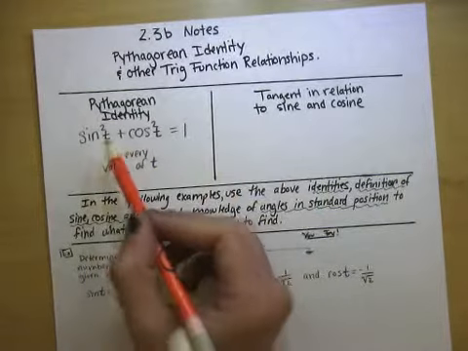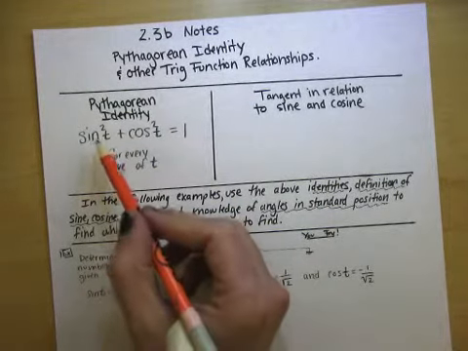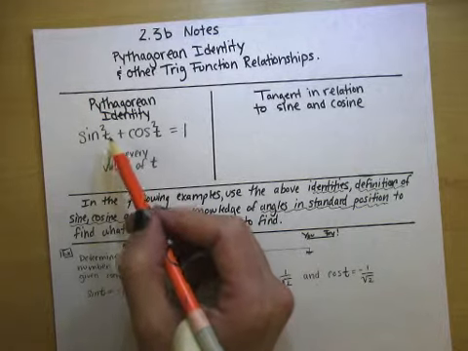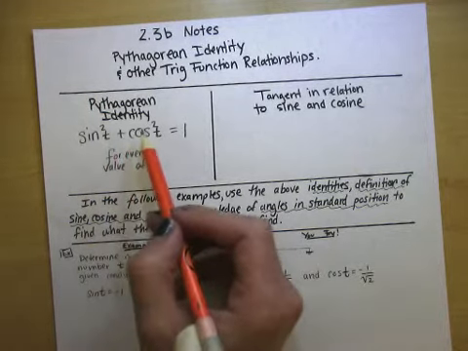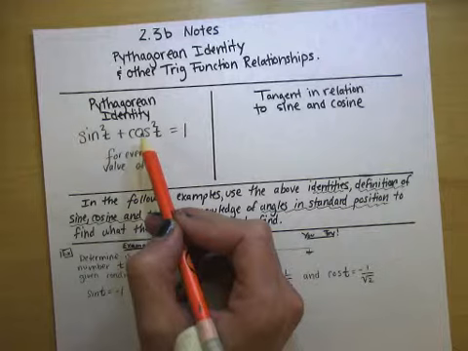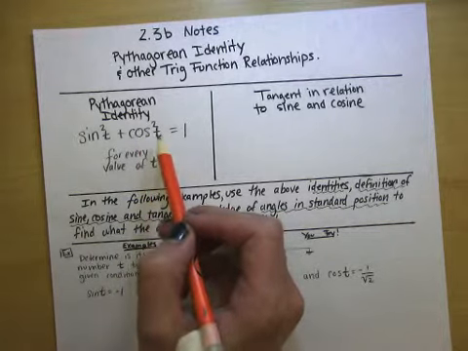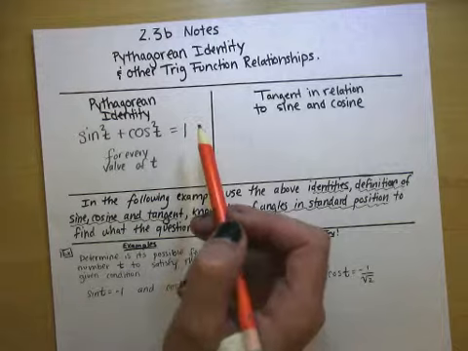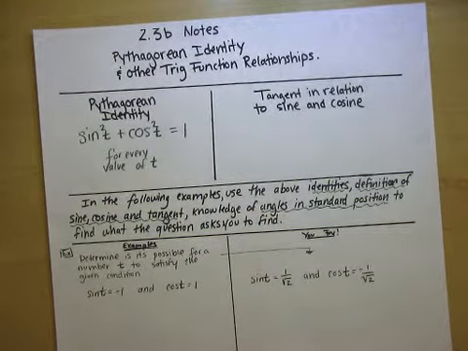If you want to test it out, plug in any angle that you know. Let's say pi radians. We'll have t be pi. So sine of pi we know is 0, and 0 squared is 0. Cosine of pi is -1, and -1 squared is 1. And sure enough, 0 plus 1 is 1. So test it for any angle and it should work out.